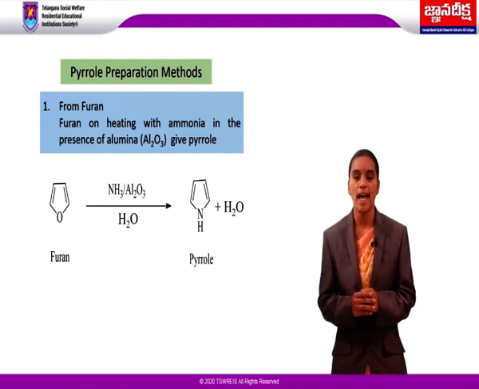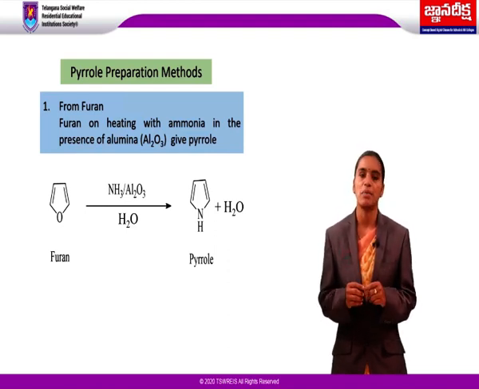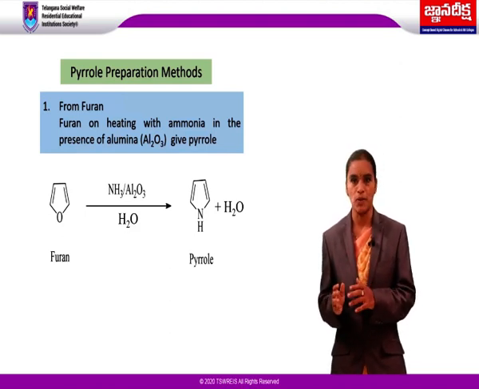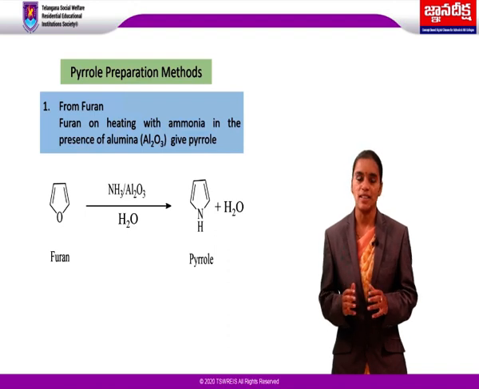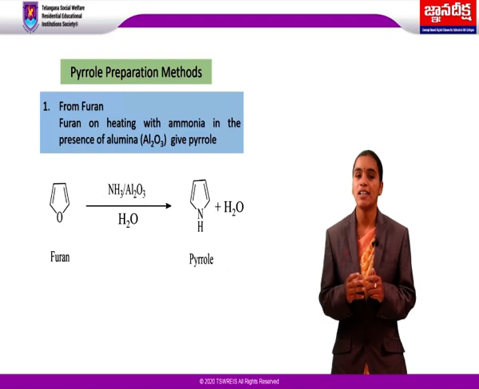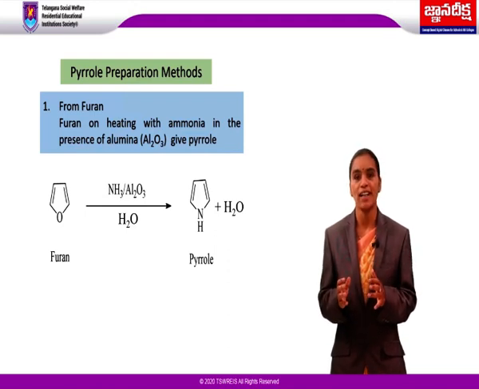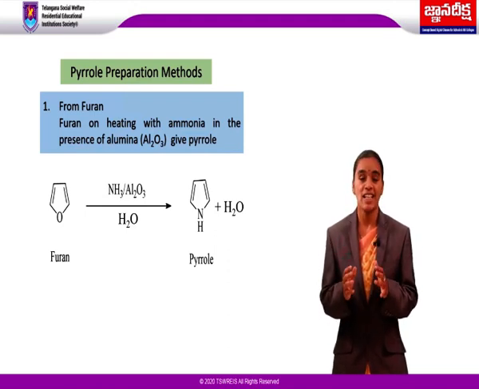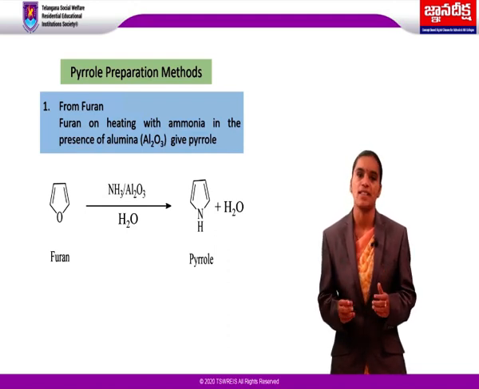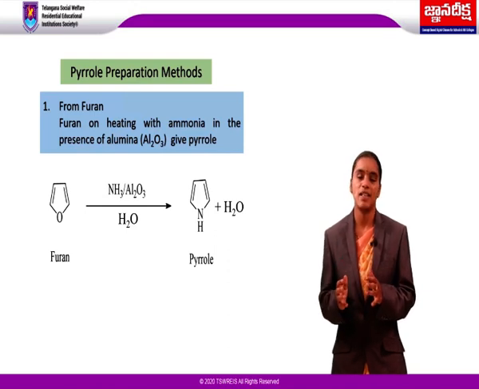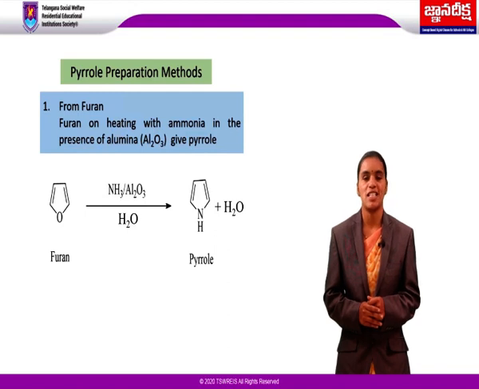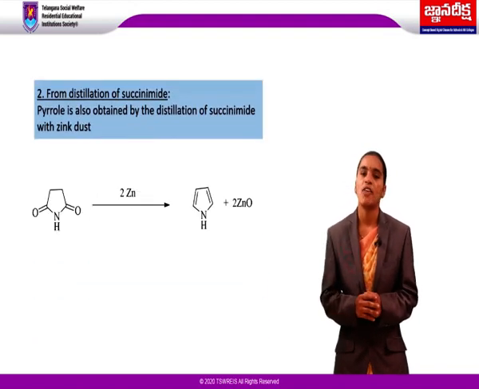Furan on reaction with ammonia in the presence of alumina at 480 degrees centigrade will give pyrrole, and the byproduct is water. Here we are not using any organic solvent and the byproduct is eco-friendly water. So this is a green synthesis, and carrying out this reaction in the laboratory is so easy. So it is a commercial preparation method of pyrrole.